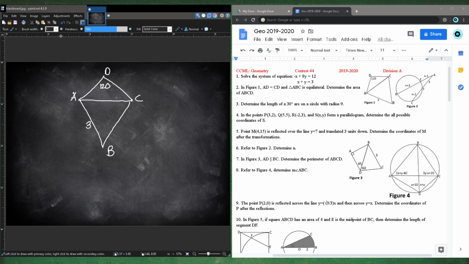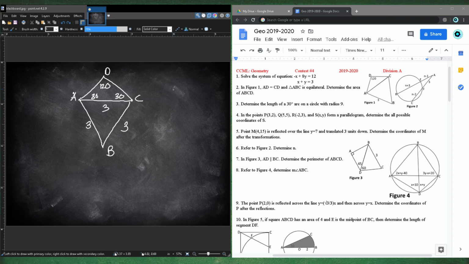Determine the area. Since they said that AD is equal to DC, these two angles have to be the same. So 180 minus 120 is 60, divided by 2 is 30. We already know this is an equilateral triangle because that's what question 2 gave us. So this is 3 and this is 3. Now to find the area of ABCD, the area of an equilateral triangle is x squared root 3 divided by 4, where x is the side length. So plug that into this equation.